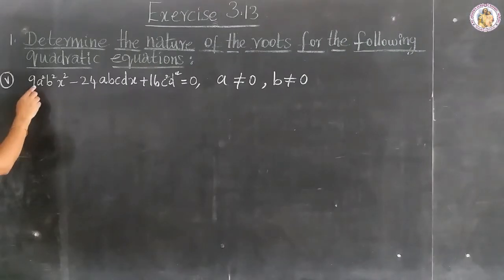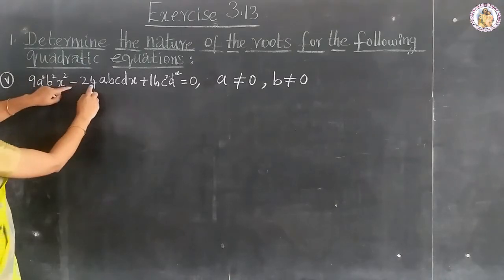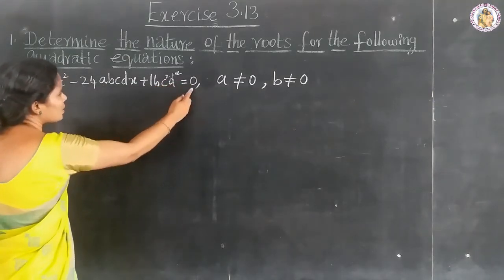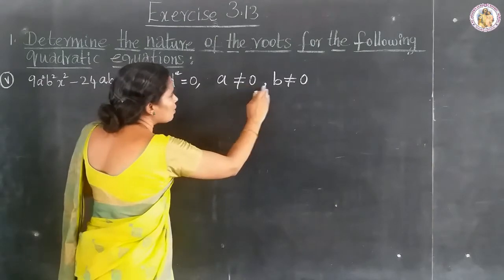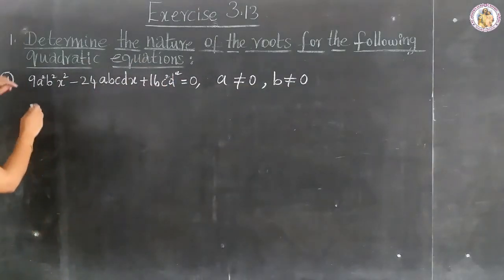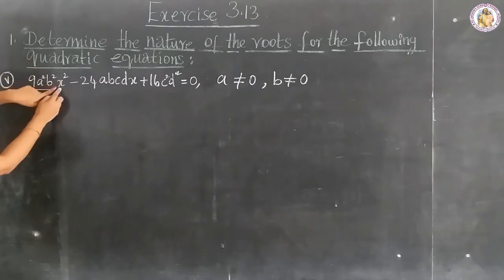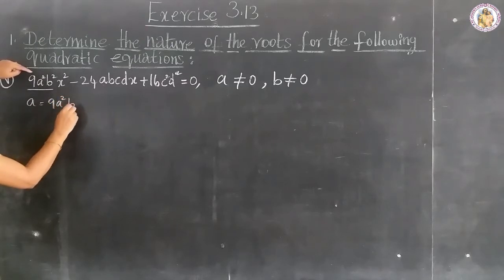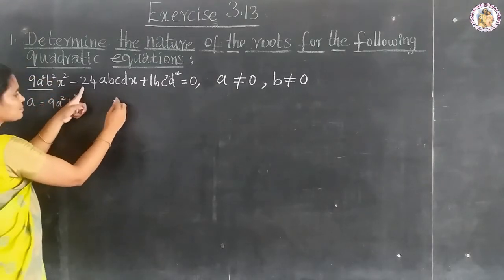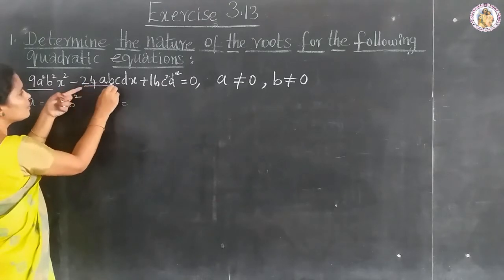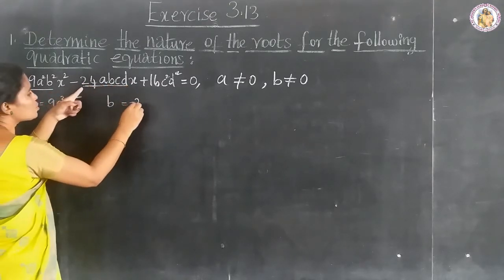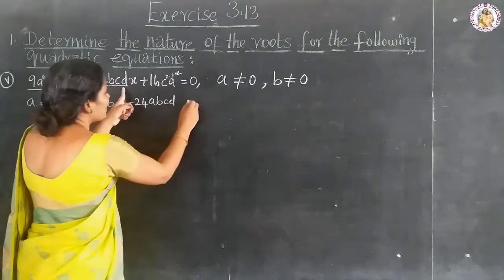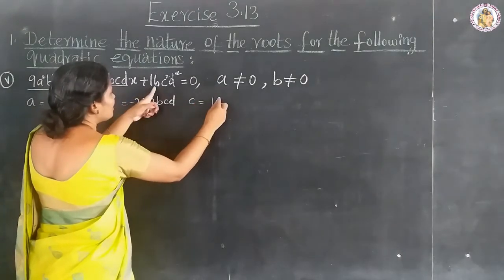Question number 5. 9a square b square x square minus 24 abcd x plus 16c square d square is equal to 0, and here it is given that a is not equal to 0 and b is not equal to 0. So now take coefficient of x square, so a is equal to 9a square b square, and b is equal to minus 24 abcd.